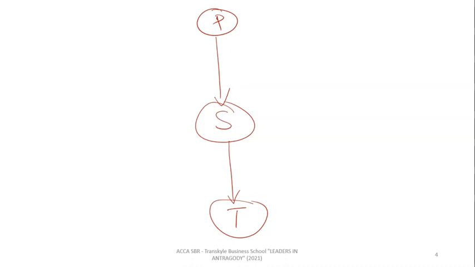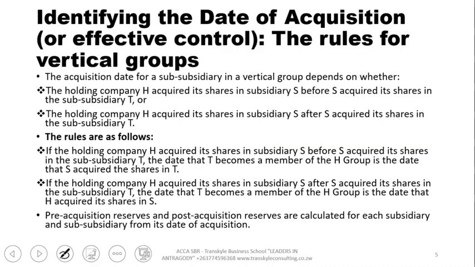So you just have to watch out, because those are issues in exam question pools in many examinations worldwide. How do you identify the acquisition date, or the date when effective control was achieved? The rules for vertical groups are as follows. The acquisition date for a subsidiary in a vertical group depends on whether the holding company H acquired its shares in subsidiary S before S acquired its shares in the sub-subsidiary T, or after S acquired its shares in the sub-subsidiary T. The rules which apply in both situations are as follows.